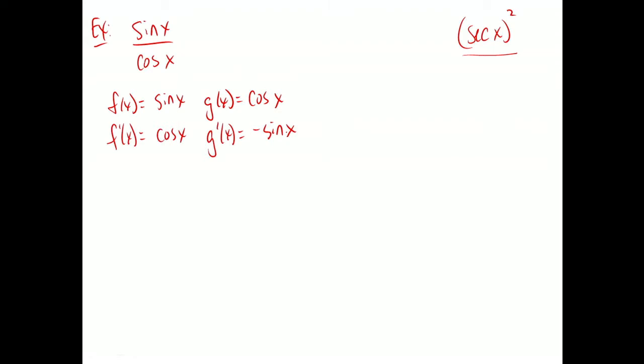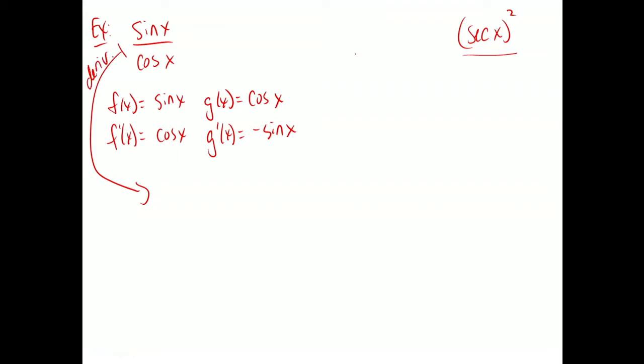Okay, so we have f and we have g, and we have f prime and we have g prime, so we have our 4 pieces. We're ready to assemble our answer, which is going to be hopefully the answer to what is the derivative of sine of x over cosine of x. All right, I'm going to just come below here instead.